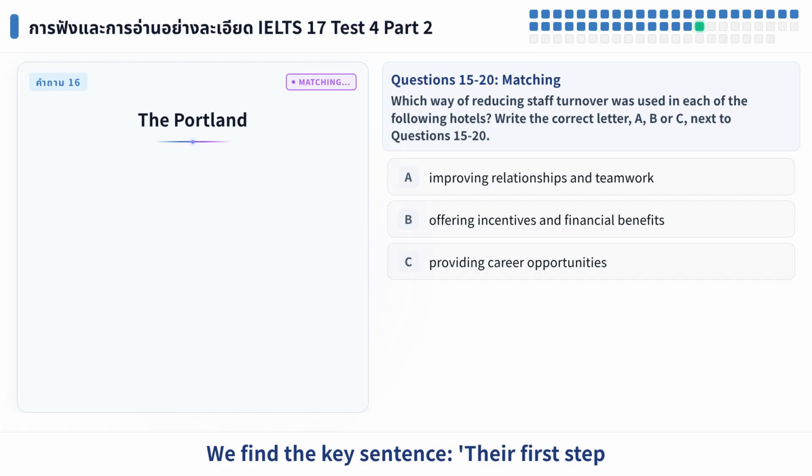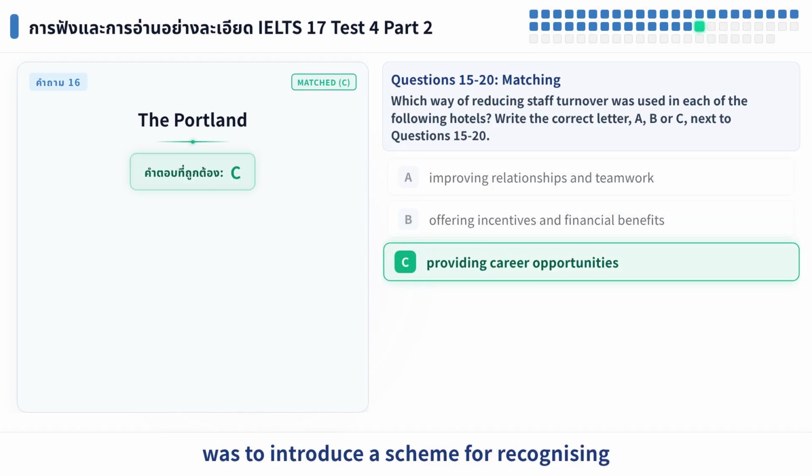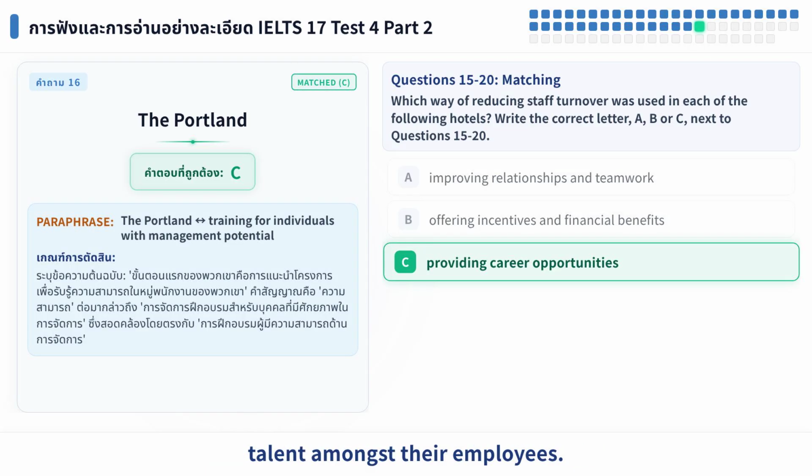We find the key sentence. Their first step was to introduce a scheme for recognizing talent amongst their employees. The signal word is talent.